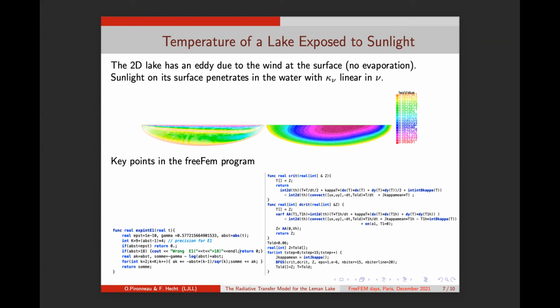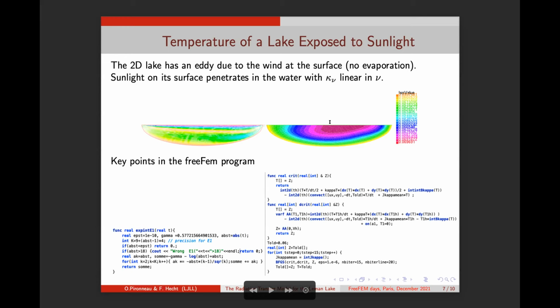The wind creates a current. So this is the Navier-Stokes solution with very few points, but in 2D, this is fine. Reynolds number to 500, something like that. So there is an eddy here. And here is a solution of that nonlinear temperature equation coupled with where the velocity comes from here. And you see that it hits the surface as you expect.